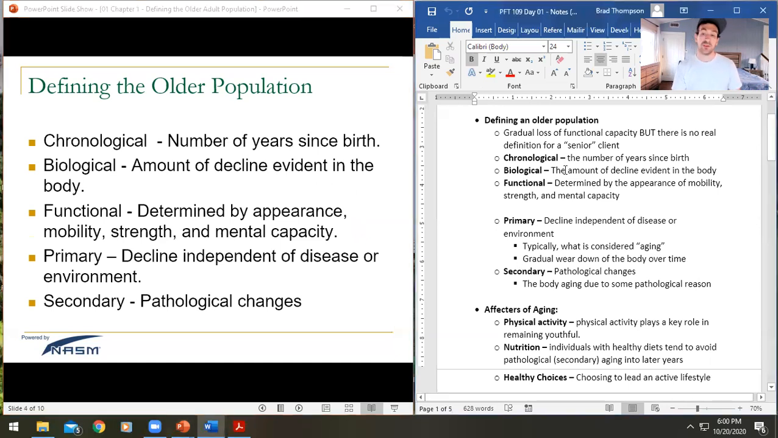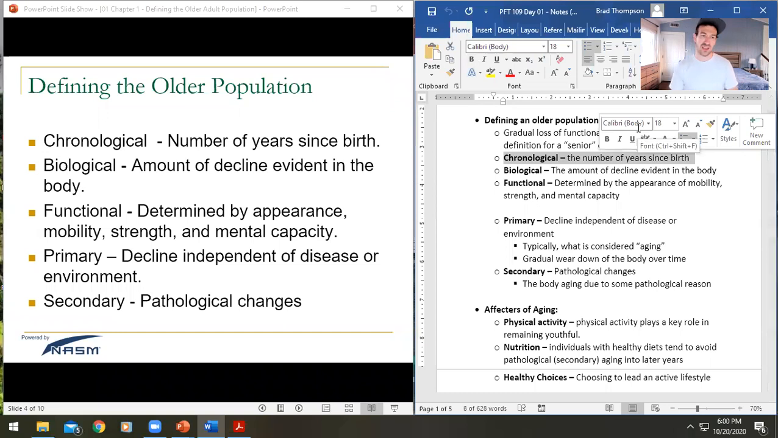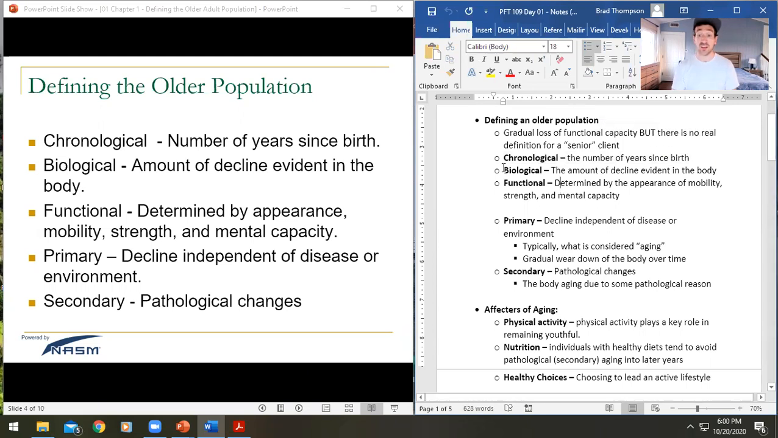So here's a couple different ways we're gonna look at it. There is chronological. This is the most basic. This is what you think of when you think of age, and it's the number of years since birth, you know, 32, right? That is chronological aging. But then there is also biological aging. Biological aging is the amount of decline evident in the body, you know?